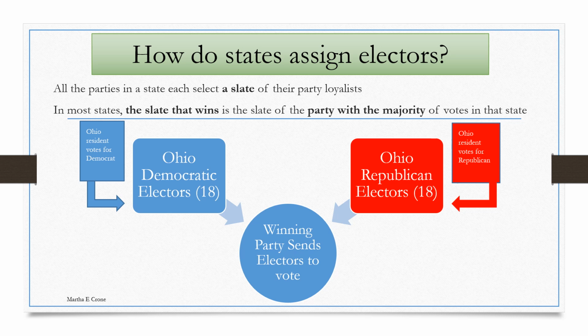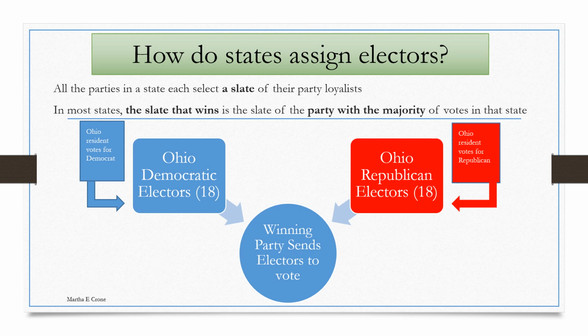So how do states assign electors? In most states, each political party who has a candidate on the ballot for president puts together a slate of electors that that party wants to vote for president. These electors are usually people that average citizens don't know, but who are prominent within the state party. Then whichever party wins the state popular vote gets to send all their party's electors to the Electoral College.